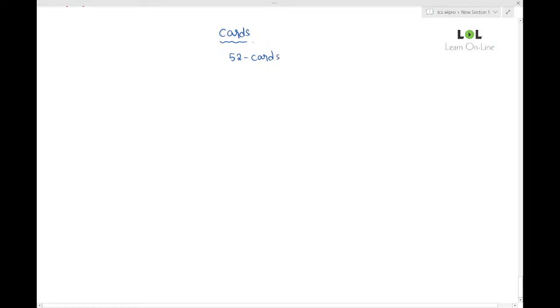You must know the classification first. Now these 52 cards are divided into two colors. The colors are red and black. There will be 26 red cards as well as 26 black cards. The 52 cards are divided into two types, red and black, right?